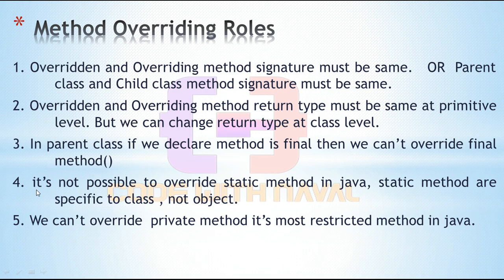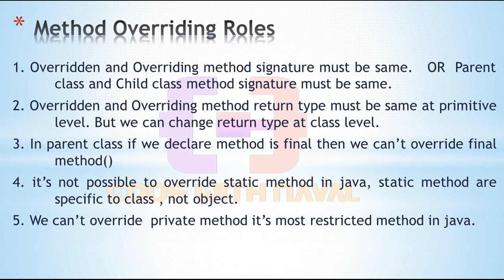Then the fourth point is that it's not possible to override a static method in Java. Static methods are specific to the class, not an object, because a static method is a part of the class, it's not part of an object. Then the fifth point is that we can't override a private method. It's the most restricted method in Java. That's why we can't override a private method.